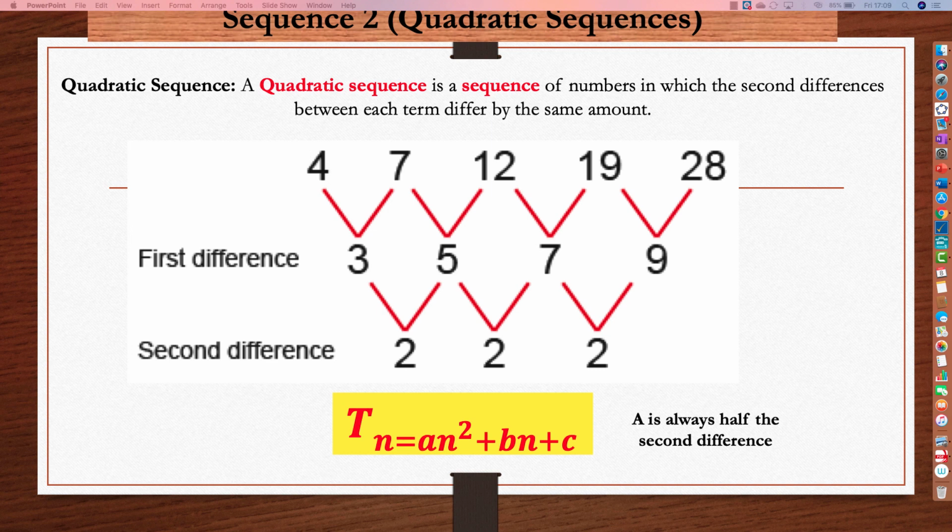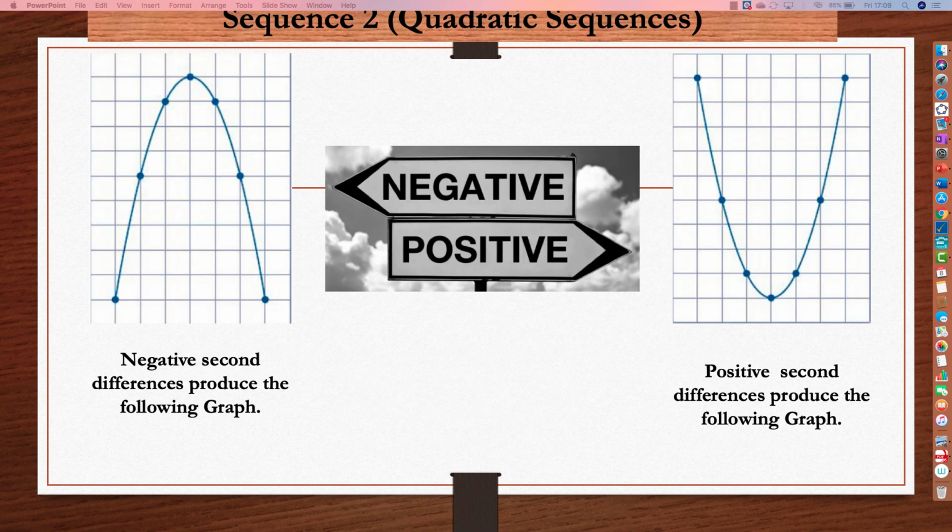The second difference. So for example, on this question, what would A be? Half of 2, 1. So A is always half the second difference, and in this question, A will be 1. Right, so we're going to look at how this might come up in a question. So we look at the following.